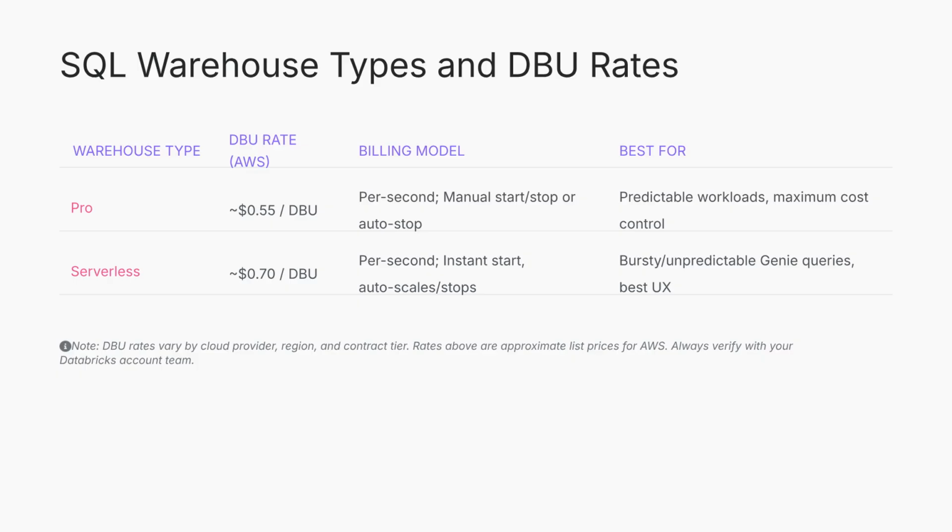Quick note. These are approximate list prices for AWS. Your actual rates depend on your cloud, region, and contract tier. Always check with your Databricks account team or the pricing calculator. Remember, a DBU is just a unit of compute. Bigger warehouses burn more DBUs per hour, but they can run queries faster.